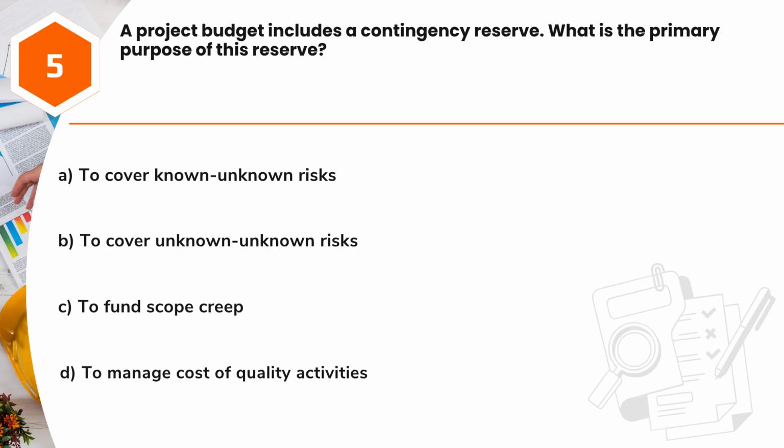Question 5. A project budget includes a contingency reserve. What is the primary purpose of this reserve? A. To cover known unknown risks. B. To cover unknown risks. C. To fund scope creep. D. To manage cost of quality activities.